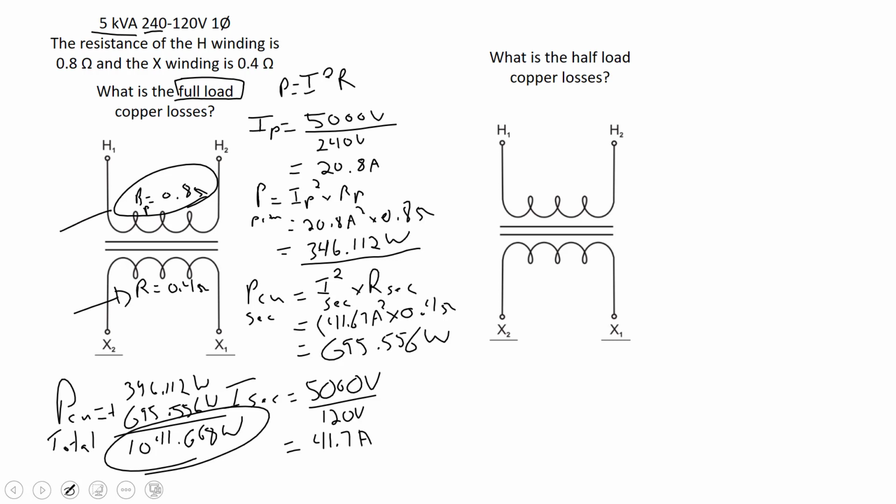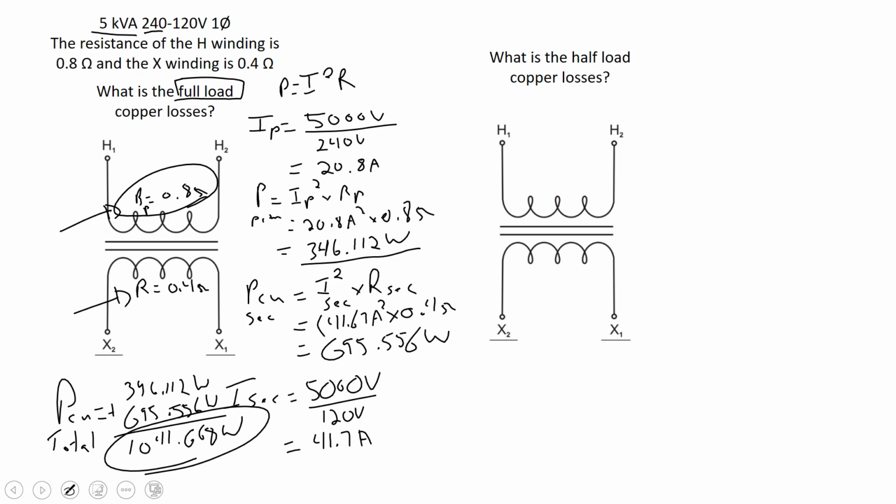The other way is we could just test this transformer. We do that closed circuit test or short circuit test, and we apply the voltage very slowly to the primary with an amp meter in the secondary, and then read our watt meter on the primary, and that will also tell us the combined copper loss of both the primary and secondary windings.